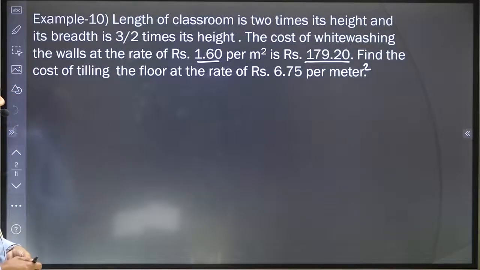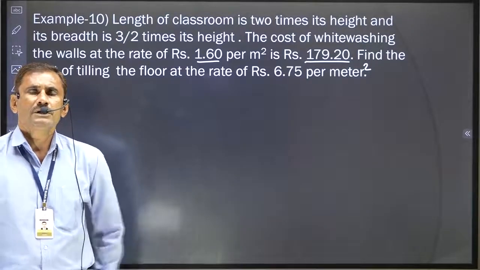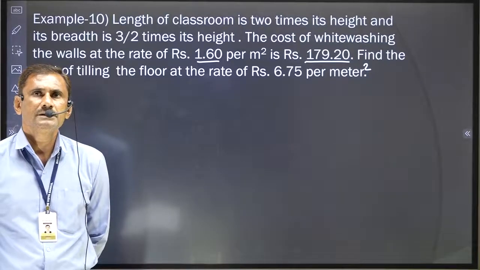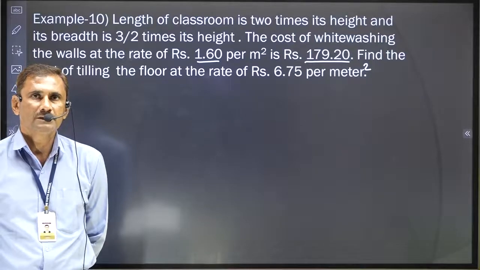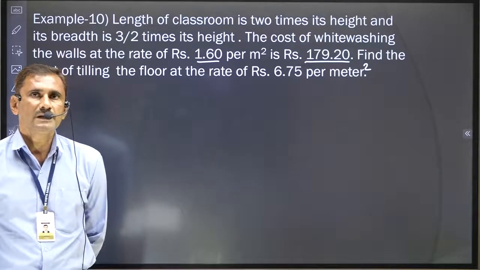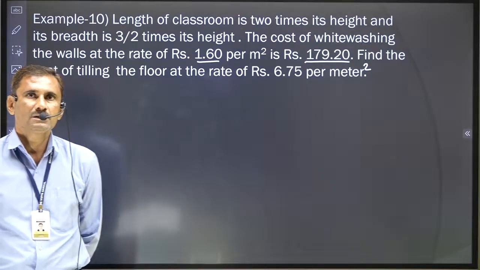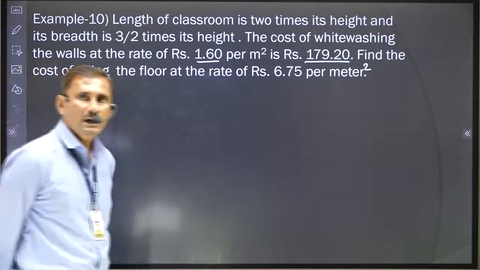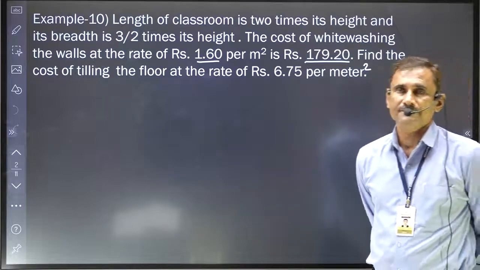You can see it is a classroom whose dimensions are given, but not directly. They relate the height with the length and the height with the breadth. Length is double the height and breadth is 1.5 times the height. The cost of whitewashing the walls at the rate of rupees 1.60 per meter square is rupees 179.20. Find the cost of tiling the floor at the rate of rupees 6.75 per meter square.